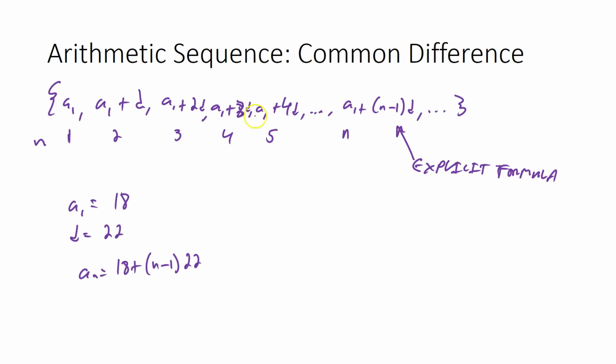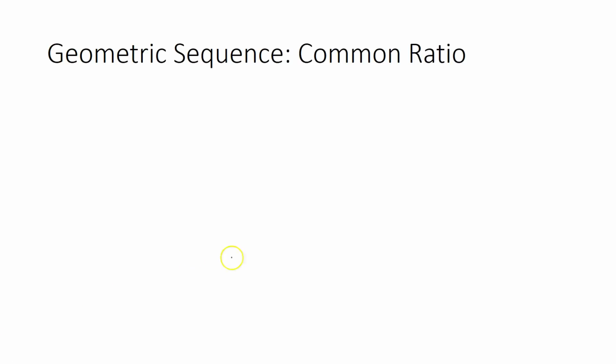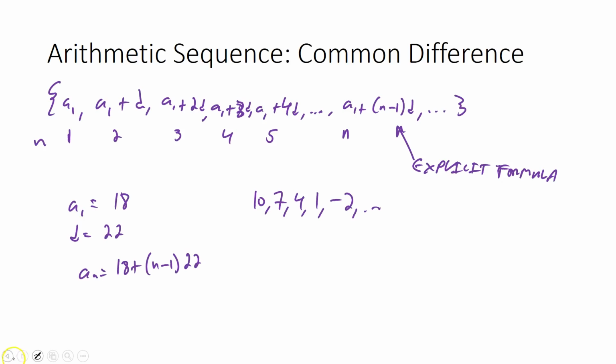Common difference can also be negative, right? So you could have like, I don't know, 10, 7, 4, 1, negative 2, right? What's my common difference here? It's -3, right? I'm going down 3 every time. So in that case, it would be 10 plus n minus 1 times -3. Okay? So if you have an arithmetic sequence, it's easy to come up with an explicit formula, and also really easy to come up with a recursive formula, right? It would just be a sub n minus 1 plus d, right? That'd be your recursive every time.